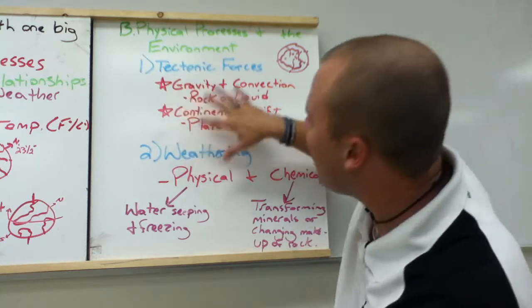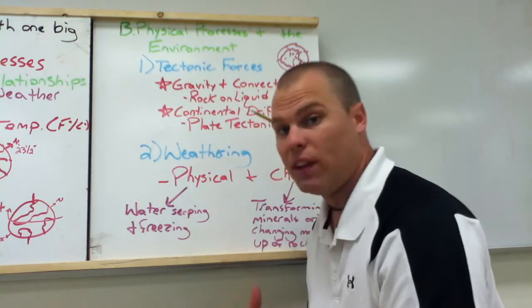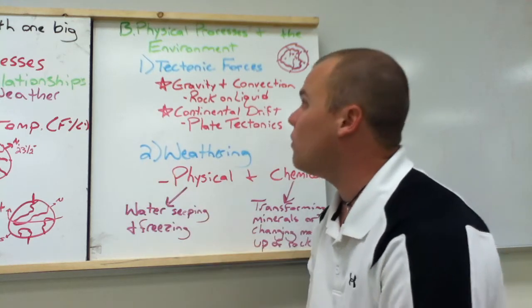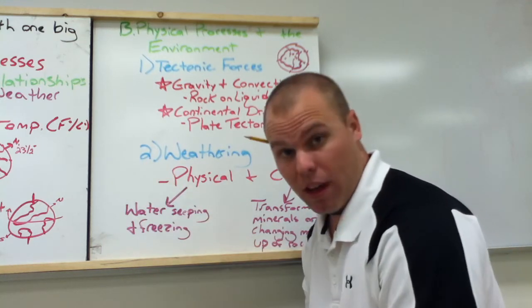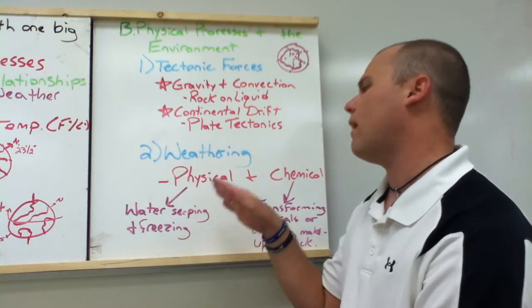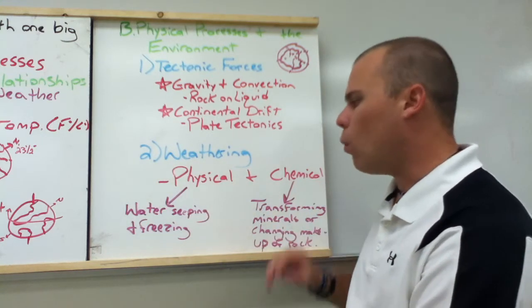Plate tectonics is the idea that this all fits in, just different ways of talking about the same thing. Next in physical process in the environment that we're looking at is weathering. Okay? There's two different types of weathering, physical weathering and chemical weathering.